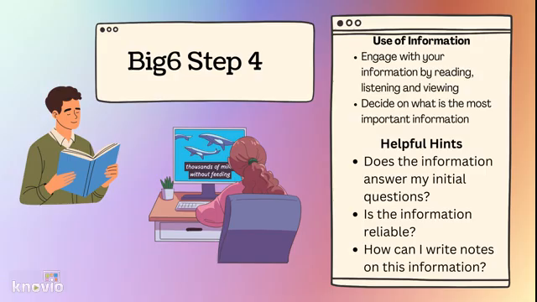Okay, Big 6, step 4, use of information. So engage with your information by reading, listening, and viewing, and decide on what is the most important. This is when you have found a lot of your information. You've taken your stack of books, or you've printed out articles, or saved them on your computer, or you have a few YouTube videos, or a podcast, or anything like that. So this is when you're just going to have to sit down and read, listen, and really concentrate on gathering that information that you need.